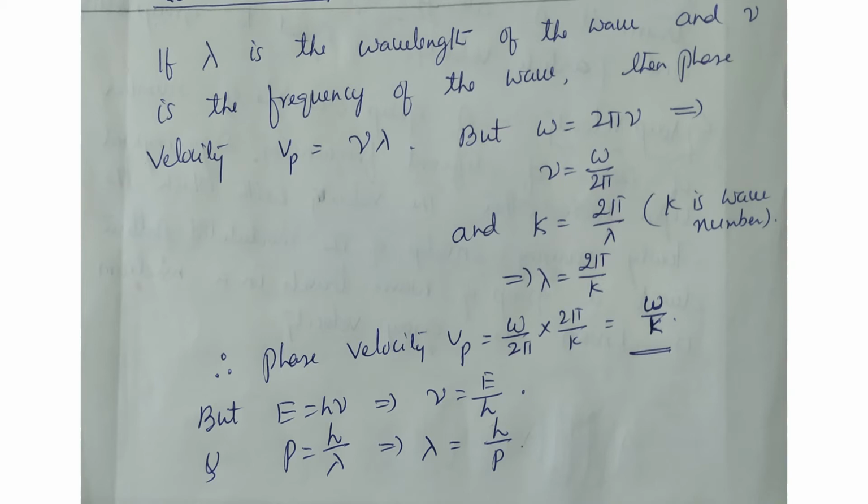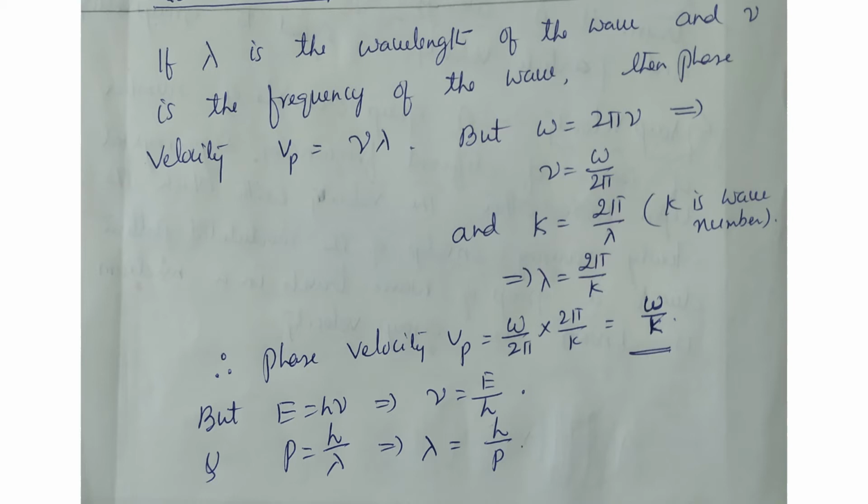We have the angular frequency omega given by 2 pi nu, therefore nu becomes omega by 2 pi. And the propagation constant, also called the wave number, denoted as k, is defined as 2 pi by lambda. So lambda is 2 pi by k. Then in the expression Vp equal to nu lambda, if we substitute omega and k, we get Vp as omega by k. Omega is angular frequency, k is called propagation constant. So the phase velocity expression is omega by k.